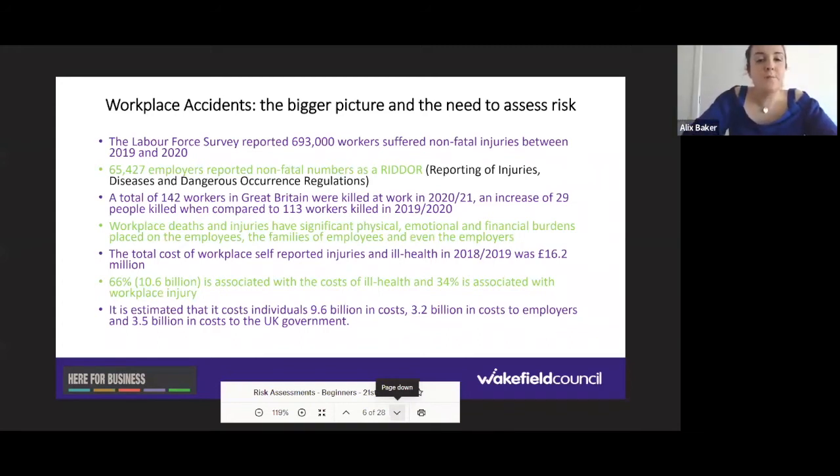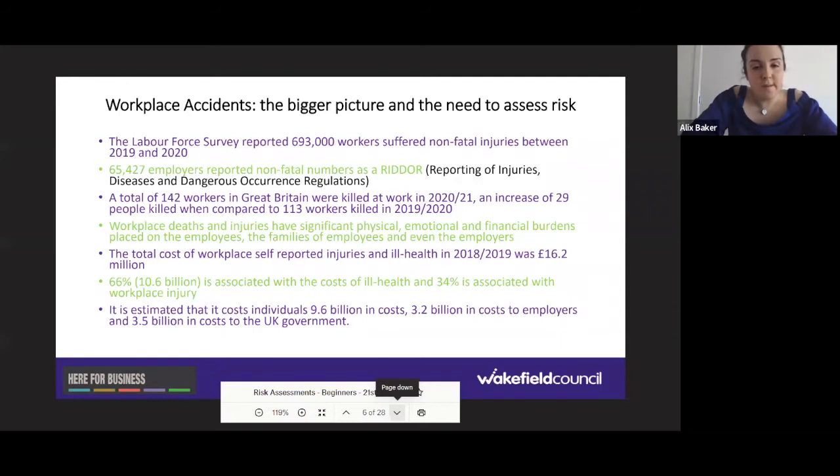65,427 employers reported non-fatal injury numbers as a RIDDOR. RIDDOR is the Reporting of Injuries, Diseases and Dangerous Occurrences Regulations. A total of 142 workers in Great Britain were killed at work in 2020 to 2021, an increase of 29 people killed when compared to 113 workers killed in 2019 to 2020.